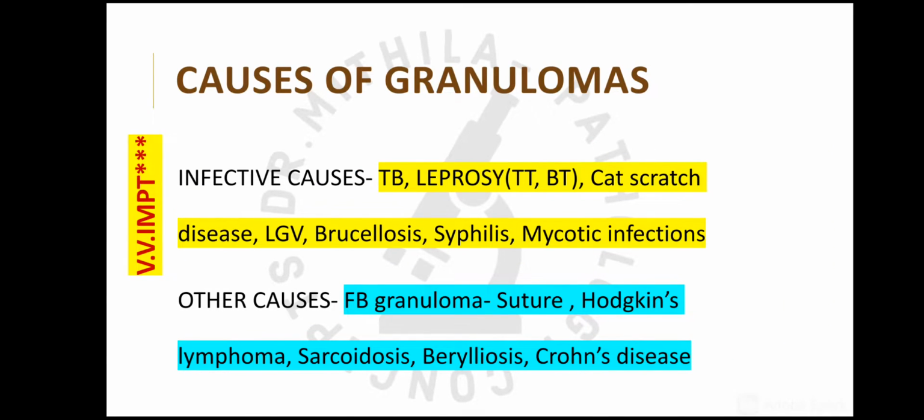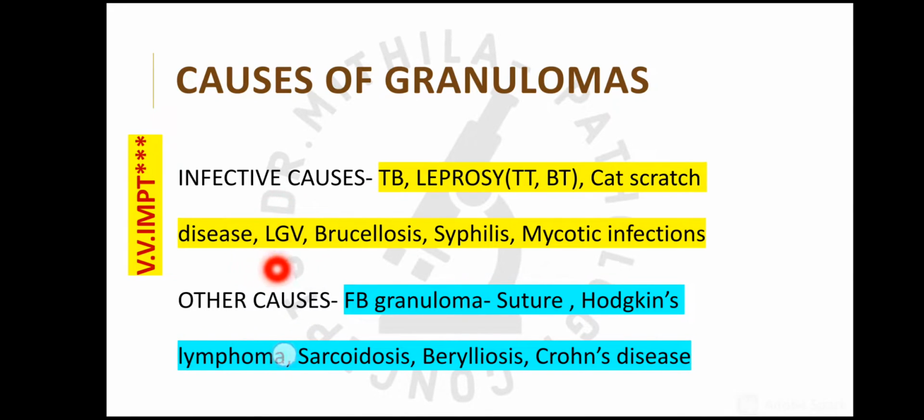Next, very important and very commonly asked in Viva: what are the causes of granulomas? There are infective causes, and then there are other causes. In infective causes, TB is first and foremost, tuberculosis, then leprosy. In leprosy, tuberculoid leprosy and borderline tuberculoid leprosy with good immune response show granuloma formation. Then cat scratch disease, which is caused by a bacterium known as Bartonella. It also causes stellate granulomas, in which there is predominance of neutrophils and also star-shaped necrosis.